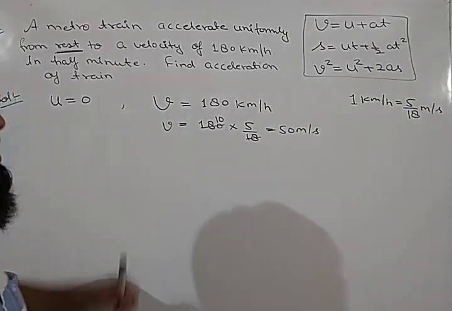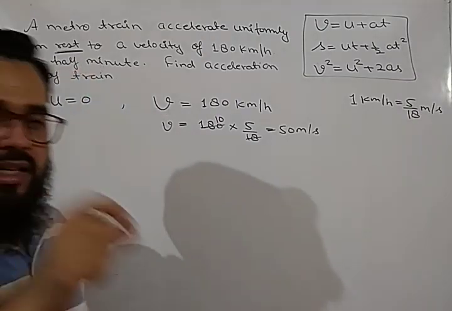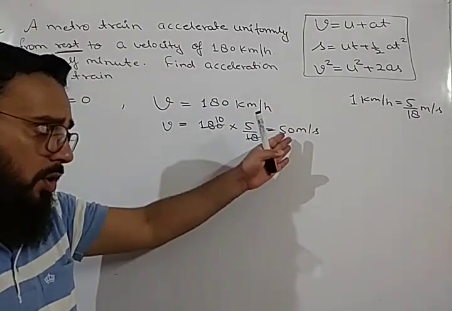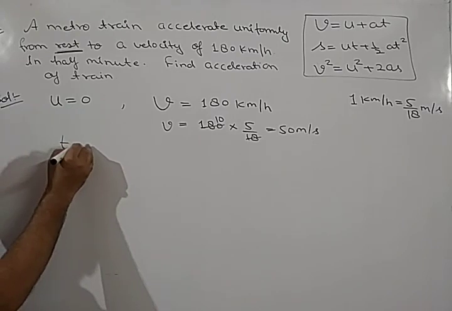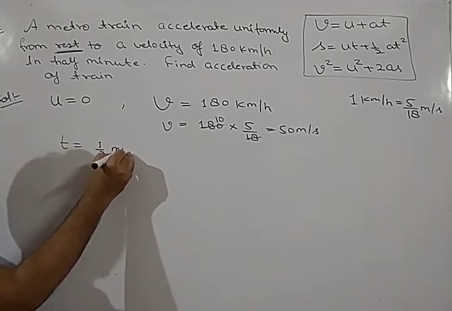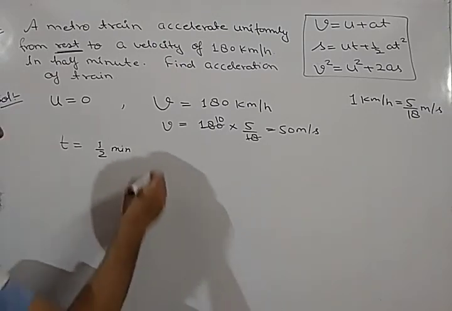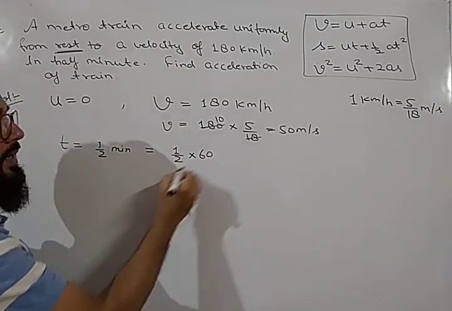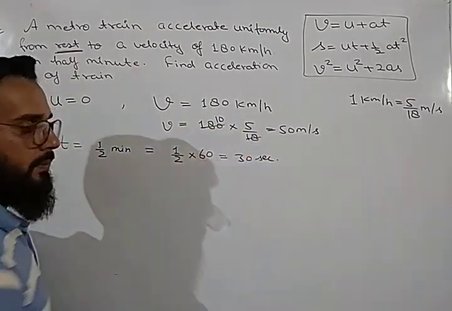And how much time does it take? The time given is half minute. Means starting from rest, running for half minute, and reaching a velocity of 50 meter per second. So the time interval is half minute. But minute is not the SI unit, so we have to convert it into second. And how will you convert minute into second? 1 minute is equal to 60 seconds. So it will be half into 60, that will be equal to 30 seconds.